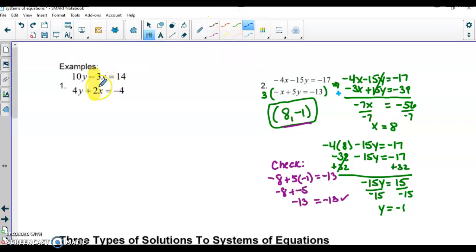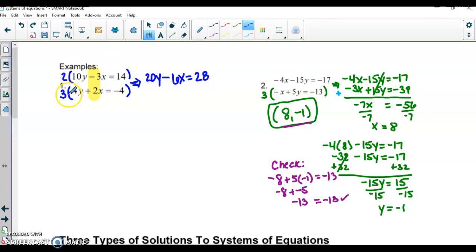So 3 and 2, lowest common multiple is 6. So that would mean my top equation, I would have to multiply by 2. My bottom equation, to make 6, I would have to multiply by 3. So let's do those multiplications. 2 times 10 would make that 20y minus 2 times 3x is 6x. And 2 times 14 is 28.